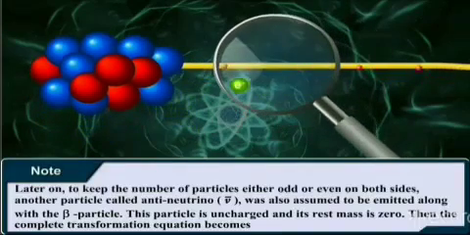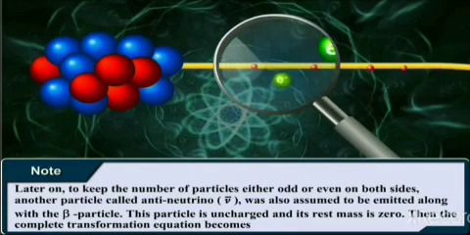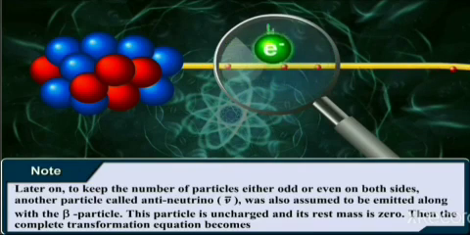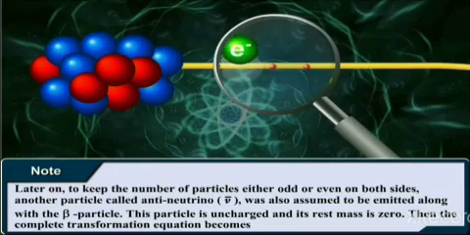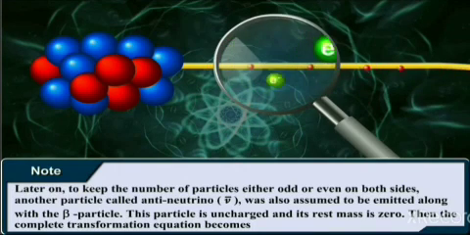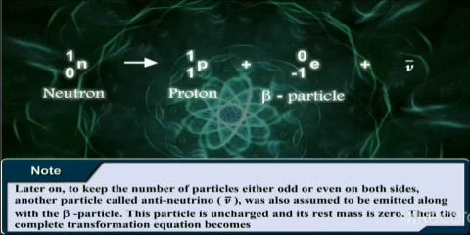Note: later on, to keep the number of particles either odd or even on both sides, another particle called the antineutrino, nu bar, was also assumed to be emitted along with the beta particle. This particle is uncharged and its rest mass is 0. Then the complete transformation equation becomes n(1,0) gives p(1,1) plus e(0,-1) plus nu bar.